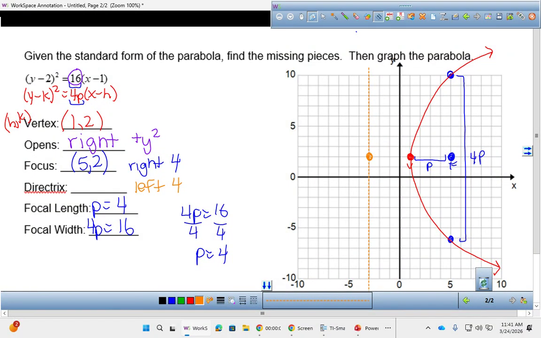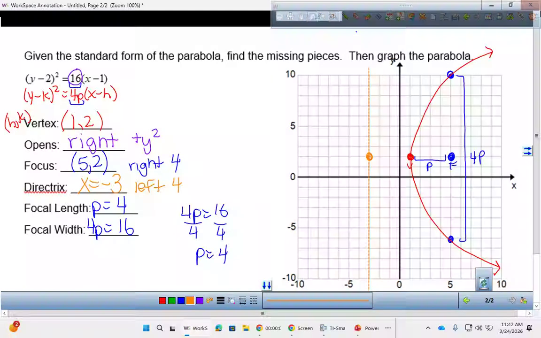And I can see that that directrix goes right through the x-axis at -3, and a vertical line is an x equals equation. So this is x equals -3. This distance from here to here is also p. So you can see the vertex is the center because I'm using both directions to get that p value. And then the focal width is how wide it opens.